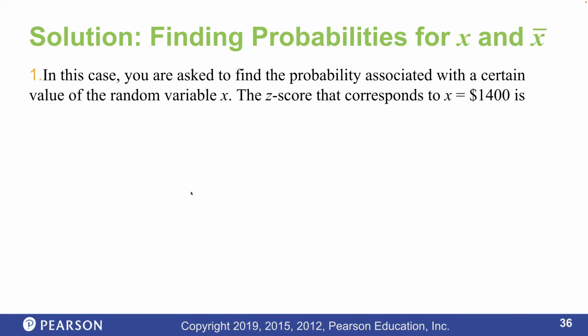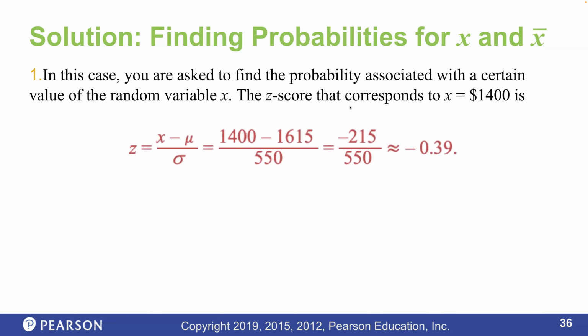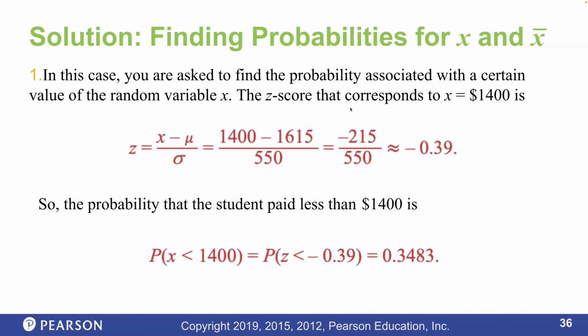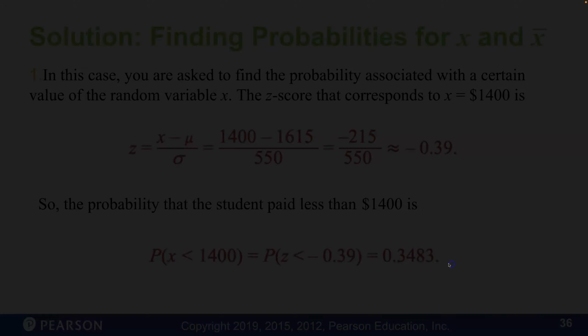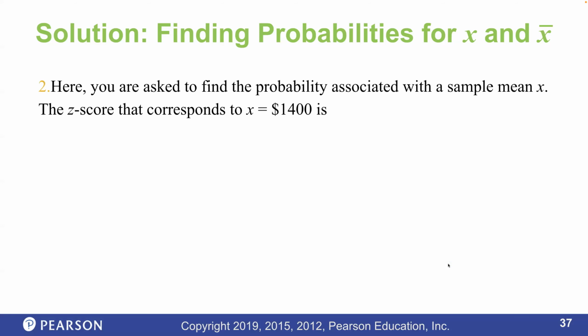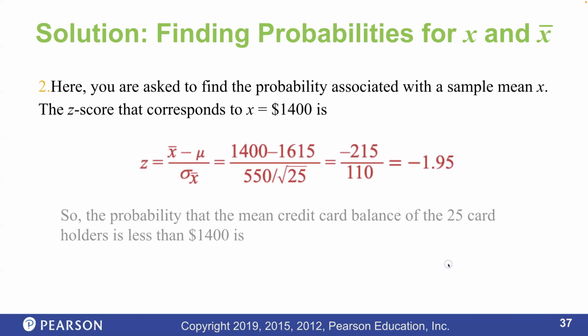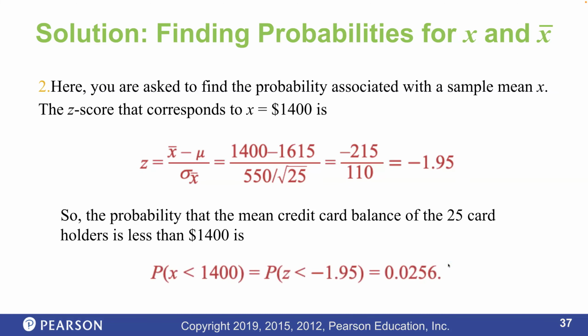So, for the first case, you are asked to find the probability associated with a certain value of the random variable x. Now, again, they do the z-score method, but let me just go read the probability. So, about 35% chance that a randomly selected student, one student, will pay less than 1,400, is about 35%, okay? So that matches our answer. All right. The second question, though, we had to use the standard deviation.